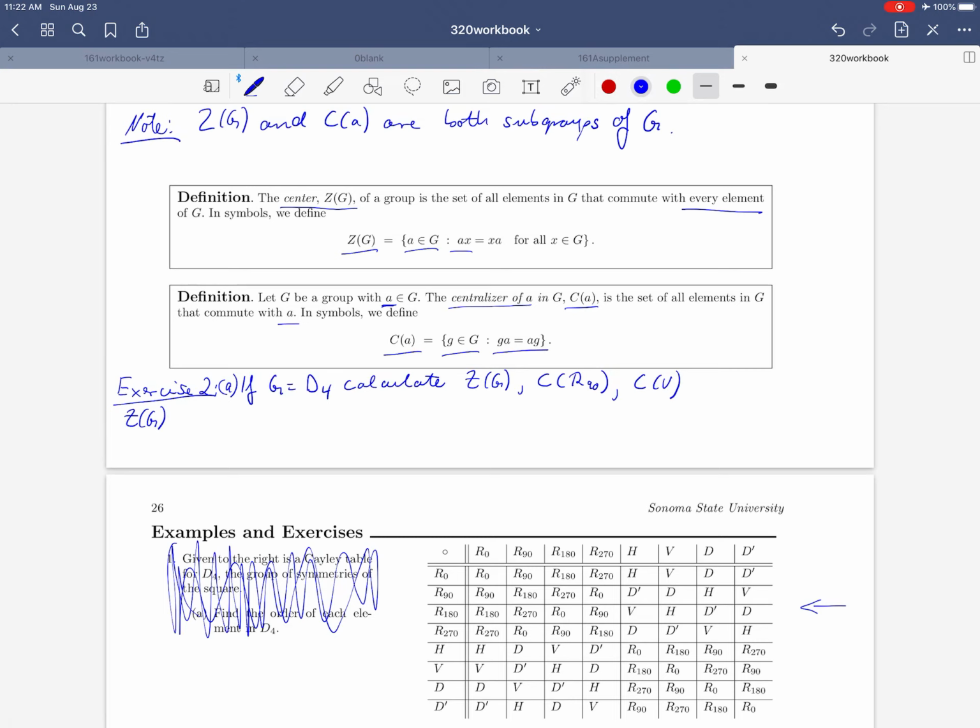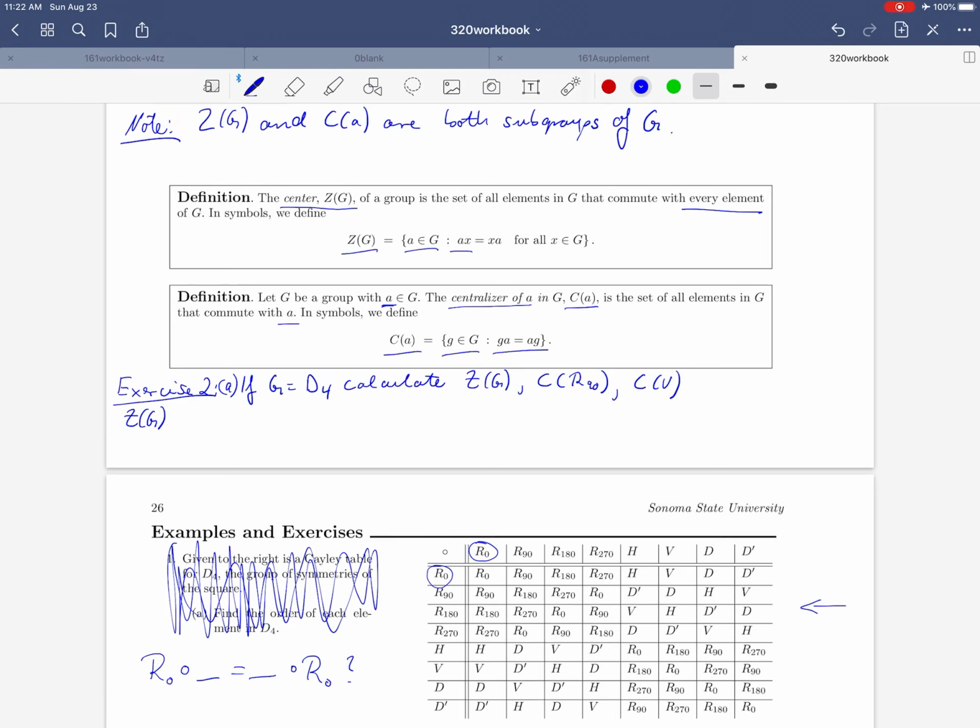Let's just go through one by one and see if we can see this. So R0, let's look at R0. Does R0 commute with everything else? And we talked about this when we looked at the Cayley table before. How do we see if something commutes with something else? We see it by symmetry. So we need to know, is R0 composed with anything equal to that anything composed with R0? That is the question. If the answer is yes, then R0 is in the center of our group.